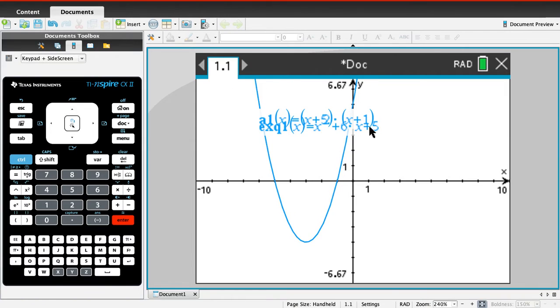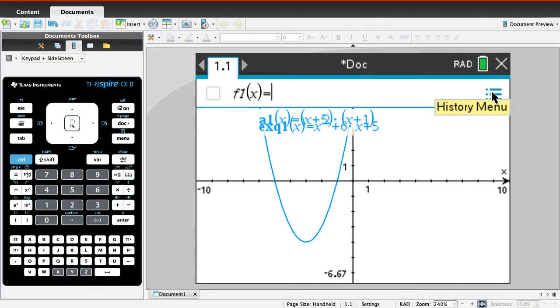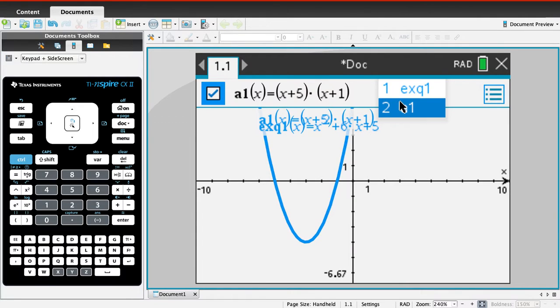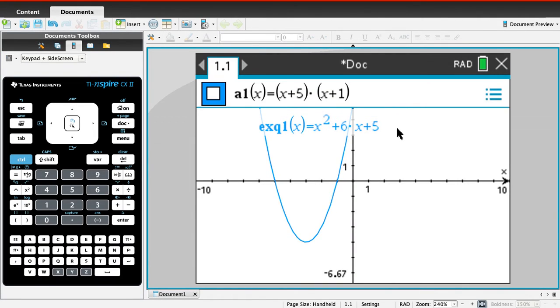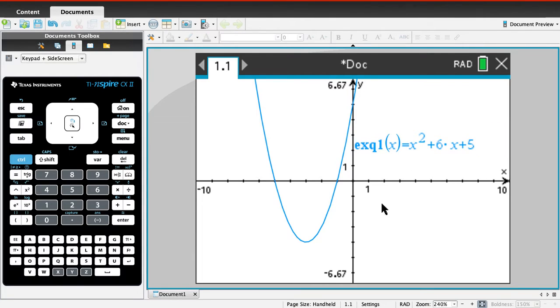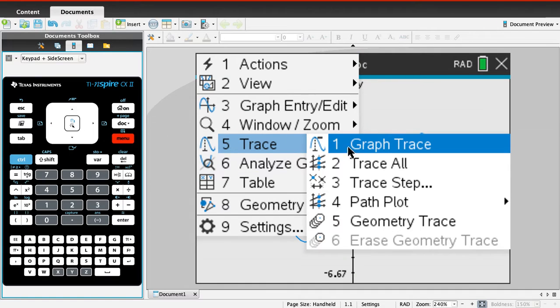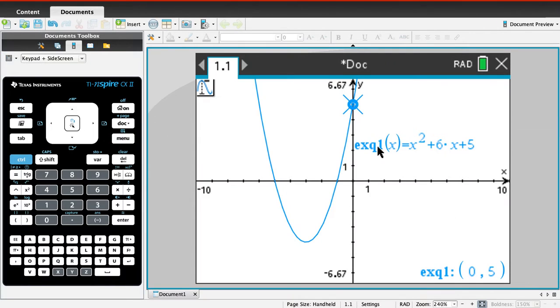But I could have also just typed this in. So I'm going to go back up here. Let's go back to the tab. Let's look at my history here. I'm going to take off my answer. So this is my original equation. I'm going to go ahead and do a graph trace. Graph trace. And I'm going to move it along. 0 located at negative 1. Over.